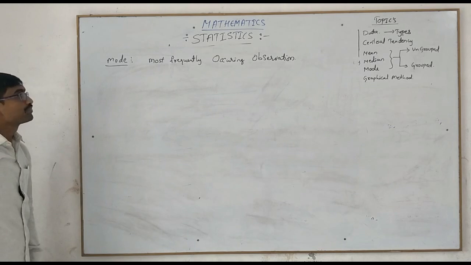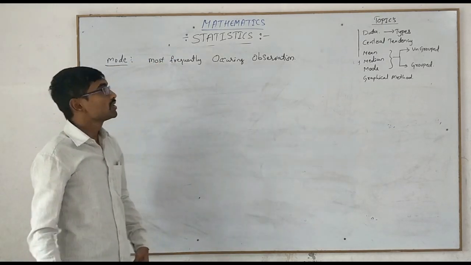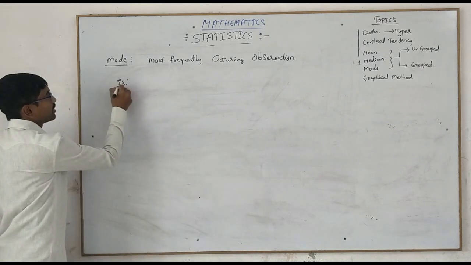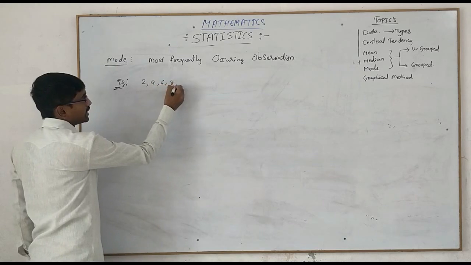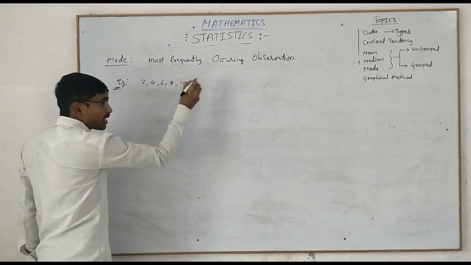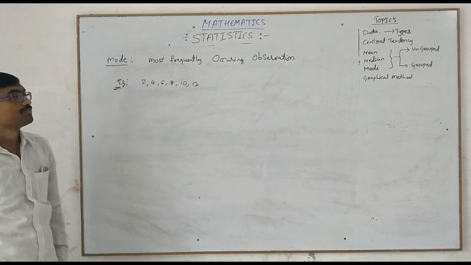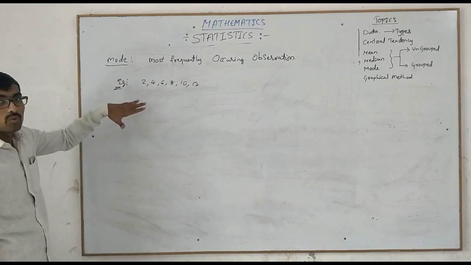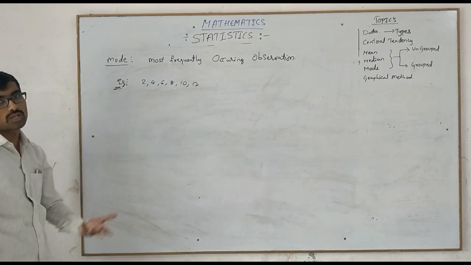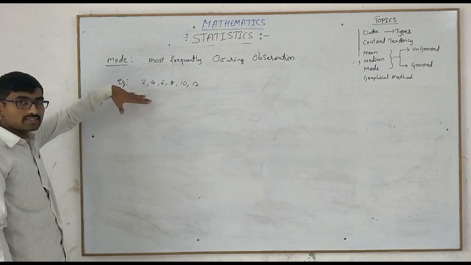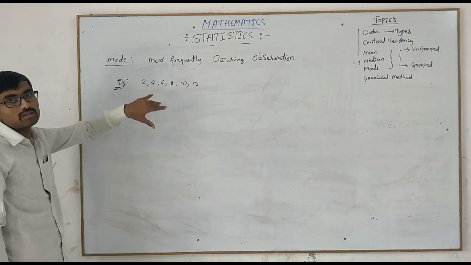So what is the mode of the given data? The most frequently occurring observation is called the mode. For example, I am taking the observations 2, 4, 6, 8, 10, 12. I have taken the first 6 even numbers. Here I have to check whether any observation is occurring 2 times or more. If an observation is occurring 2 or more times, then that observation will be the mode.